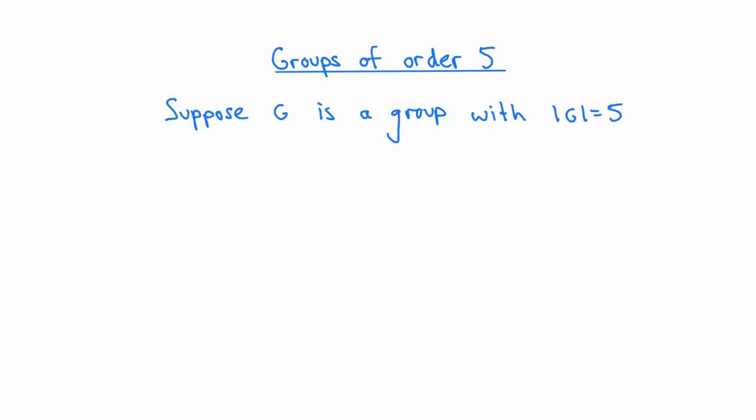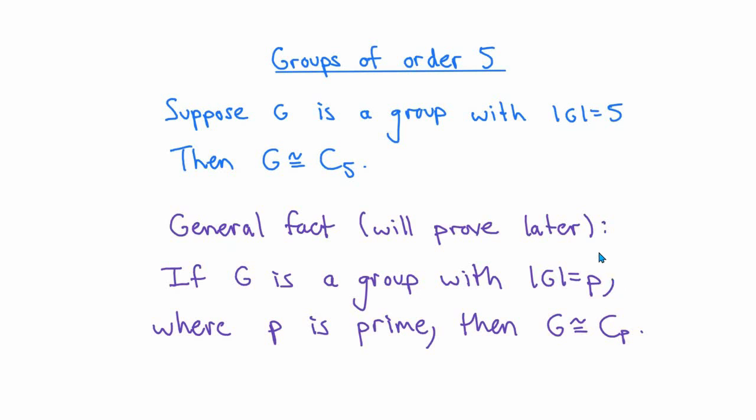Next, let's talk about groups of order 5. Here the story is pretty simple again. If G is a group of order 5, then it turns out that G has to be isomorphic to the cyclic group of order 5. Now, I'm not going to prove that this is the only group of order 5 up to isomorphism, but it is a general fact that we'll prove later that anytime p is a prime number, there's only one group of order p up to isomorphism, and that's the cyclic group of order p.